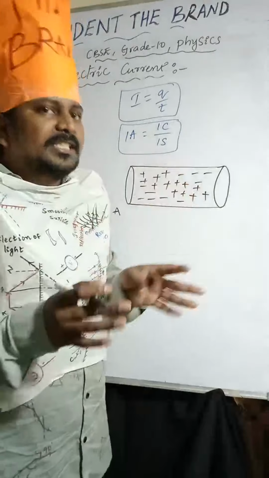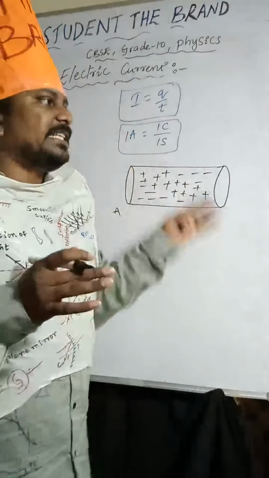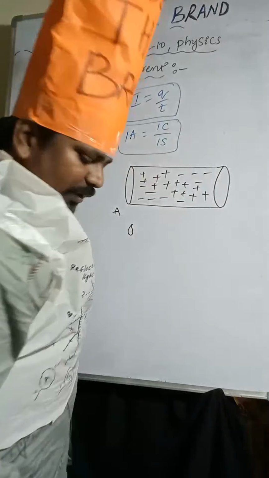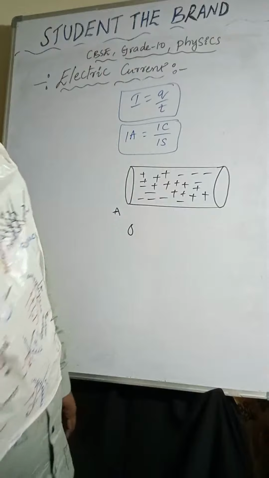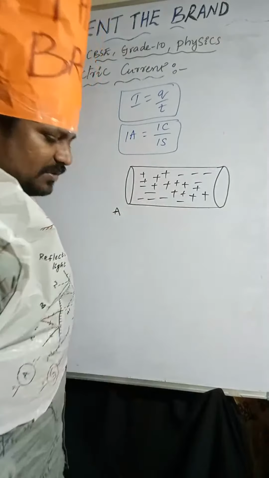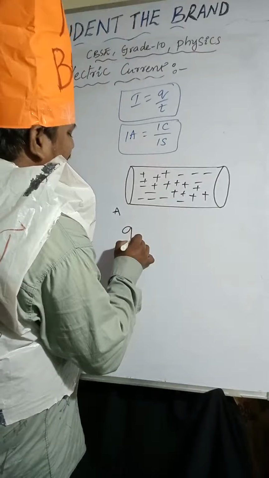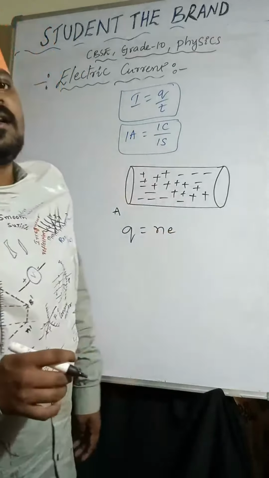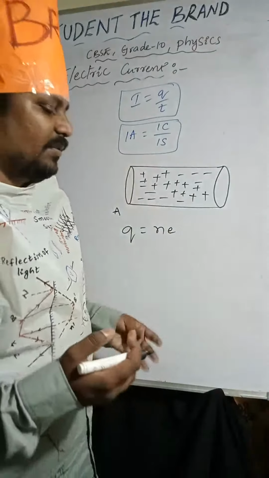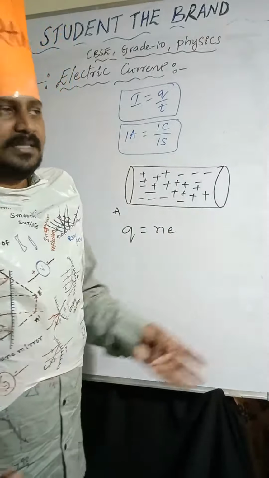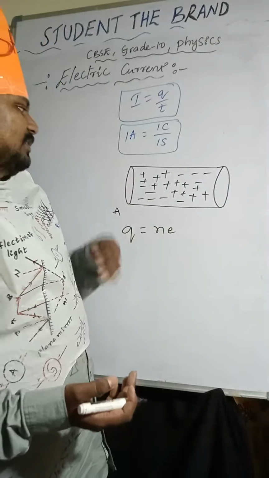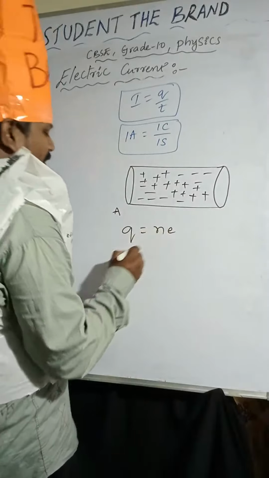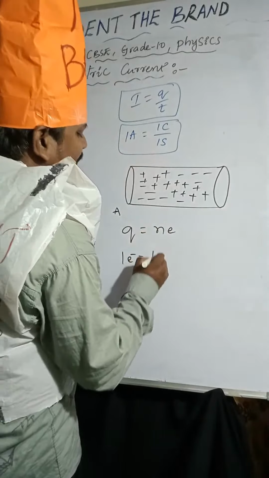So charge is quantized. Q equals Ne. Sir, what is Ne? N is the number of charges and e is the charge of an electron, or of a proton if you are taking a proton. So we can simply say charge is an integral multiple of e.